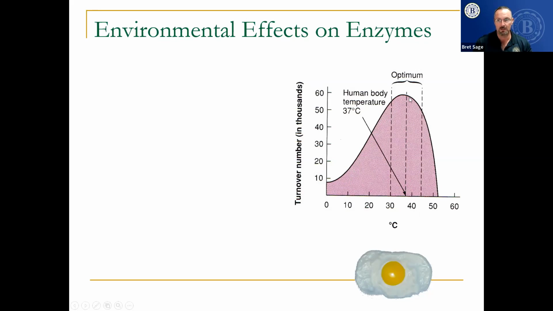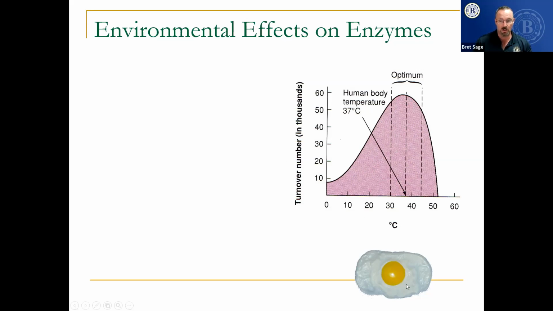But look what happens to the enzyme as you get it past ideal. This is fever here. This is when you have a fever. Notice your enzymes are slowing down. Why are they slowing down? Because you're destroying them with the extra heat. This is why you die from heat stroke. This is why you die from a fever.